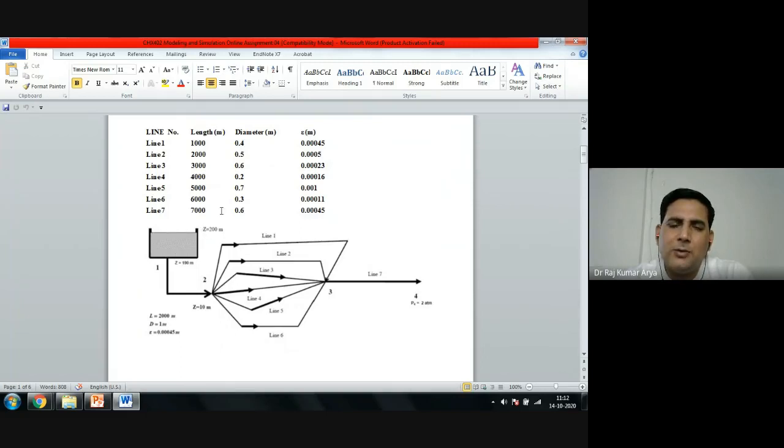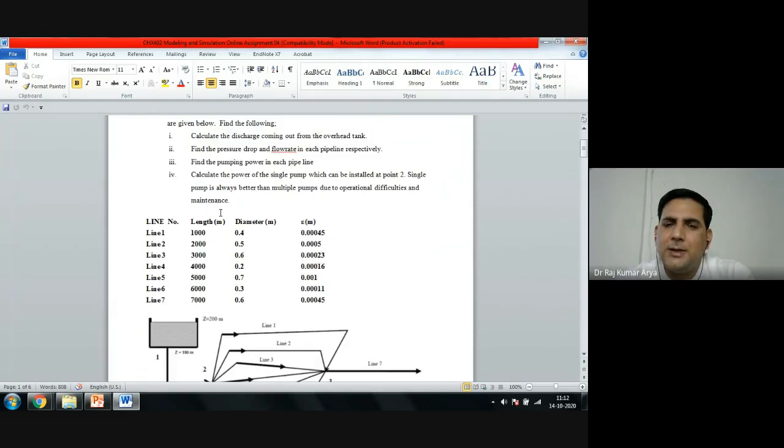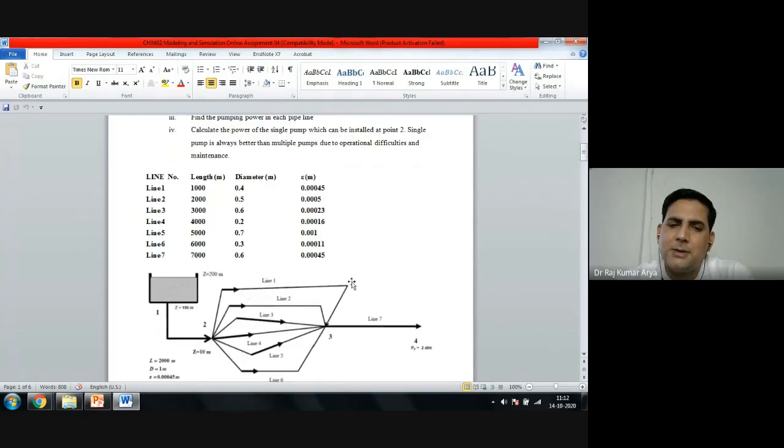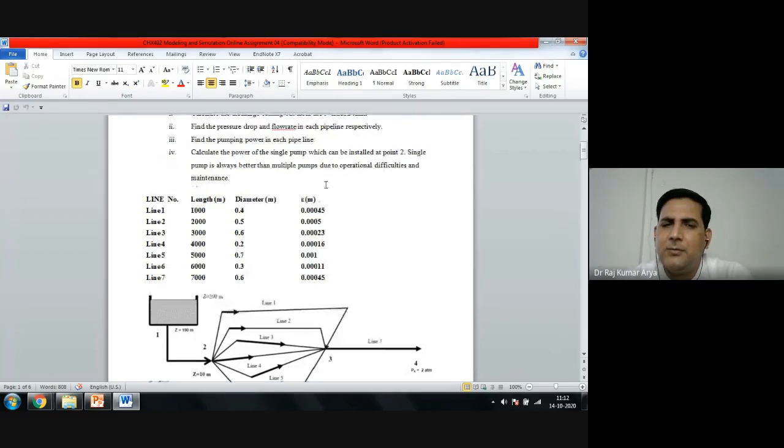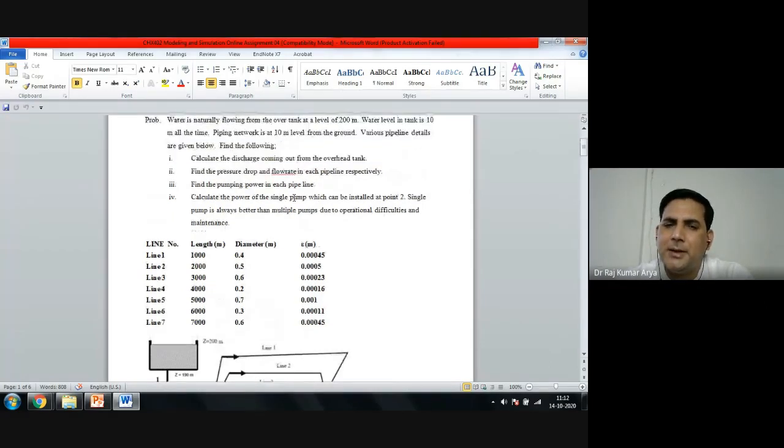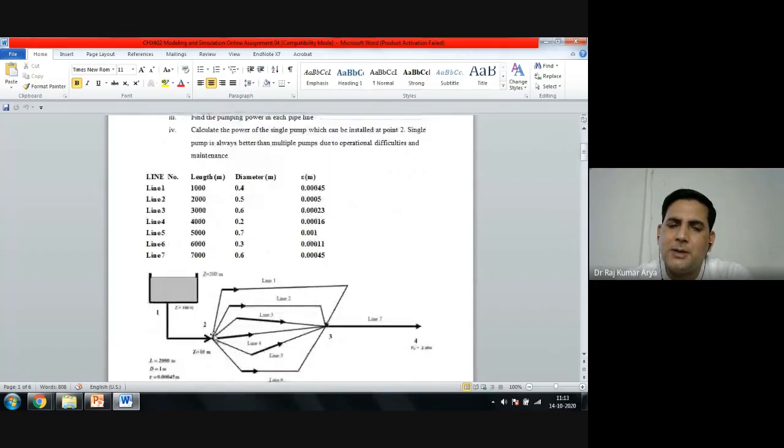What are you supposed to calculate? Calculate the discharge coming out of the overhead tank. First, you have to calculate the flow rate coming out from this particular tank. After that, find the pressure drop and flow rate in each pipeline. What should be the pressure drop, delta P, in line 1, line 2, line 3, line 4, line 5, line 6? Then find the pumping power in each pipeline, meaning what should be the capacity of the pump that needs to be put in each pipeline.